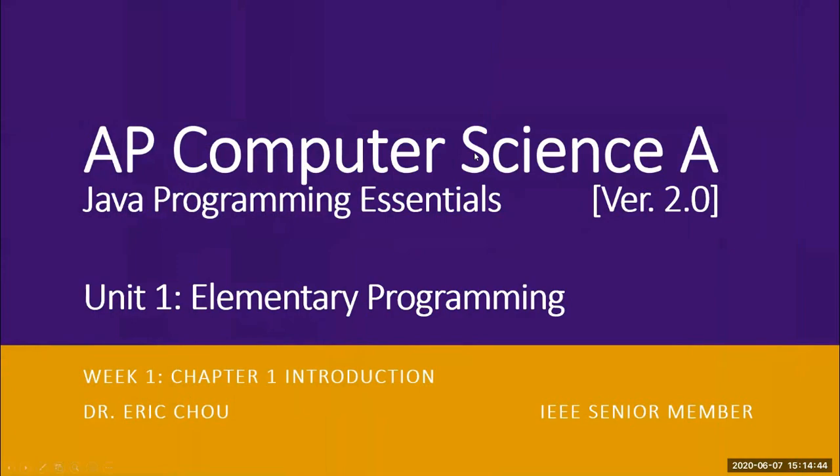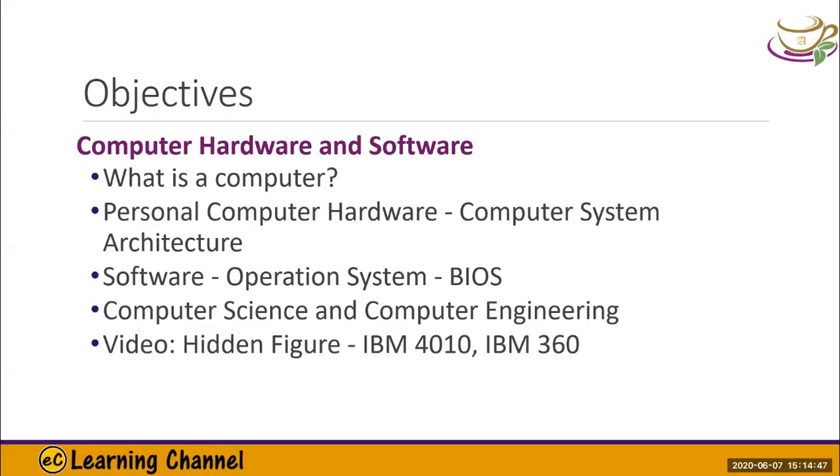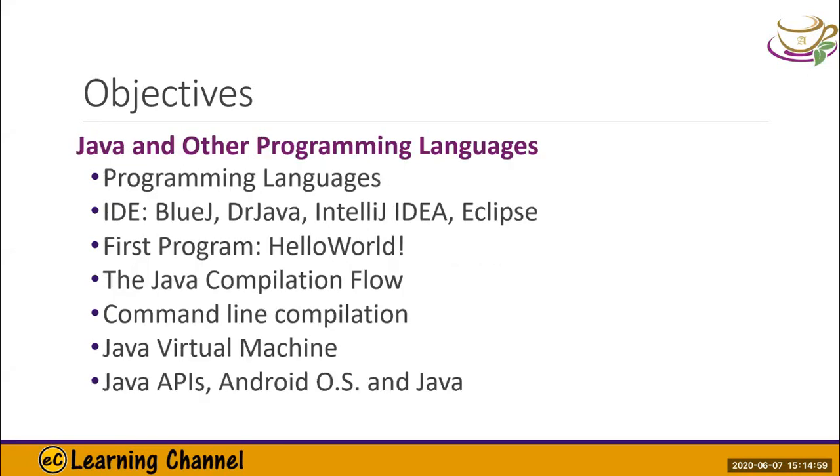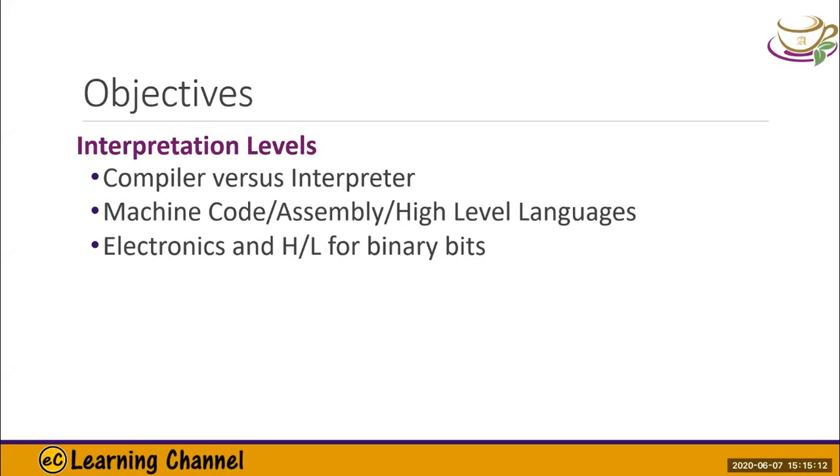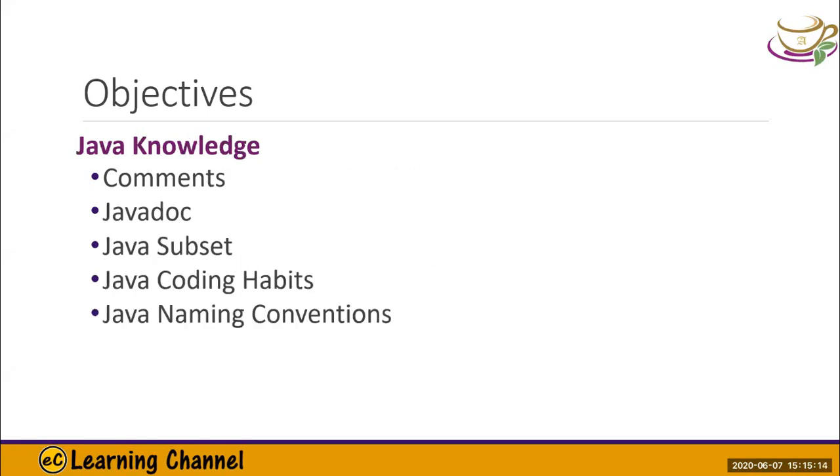So now we are on chapter 1, introduction. We are going to go over computer hardware and software. Most of you should know about this portion, so I am not going to spend too much time on it. In the second part, we will talk about Java and other programming languages, and we will try more advanced projects. And then compiler versus interpreter. We also have some Java knowledge already.